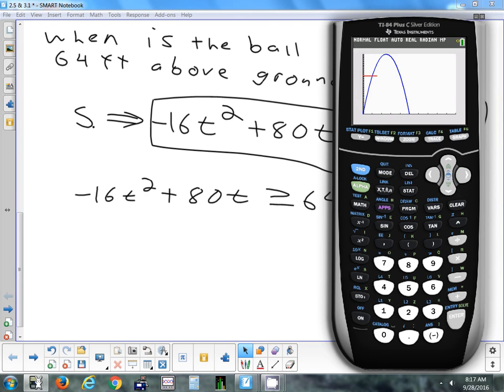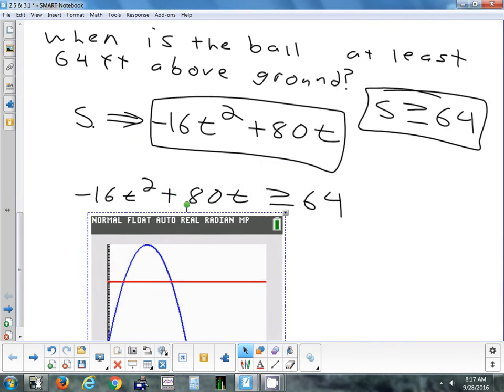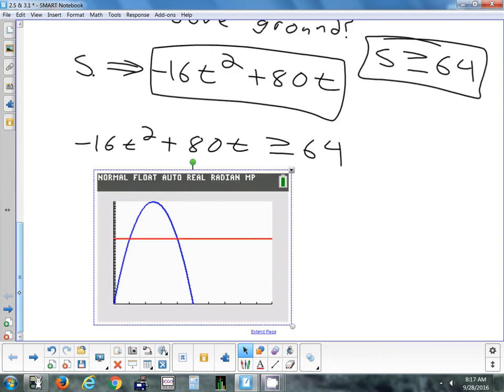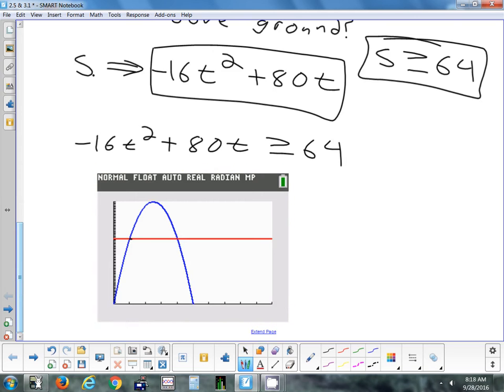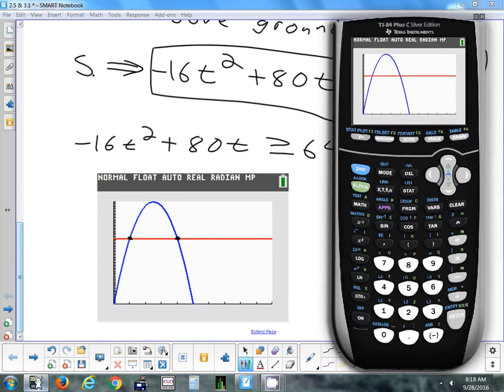Okay, that models the object, and we want to know when it's above 64 feet. So what do I need to do next? Yeah, go ahead. Find where the parabola intersects our line. Yeah, so as Josh just said, find where the parabola intersects that line. Get those 2 points. Find the x values. And that's where I'm above 64 feet.